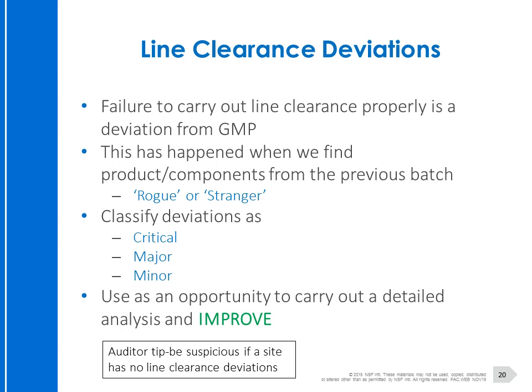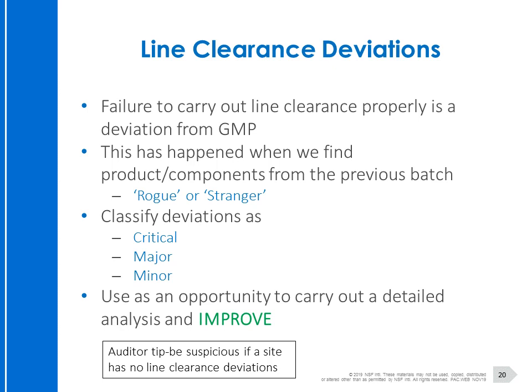So, line clearance deviations. Failure to complete and carry out a line clearance properly is a deviation from GMP. This has happened when we find products or components from the previous batch, a rogue or a stranger, as I said, and these can be classified as critical, major or minor, or whatever the company chooses as their categories. But it should also be seen as an opportunity to carry out a detailed analysis and to improve.